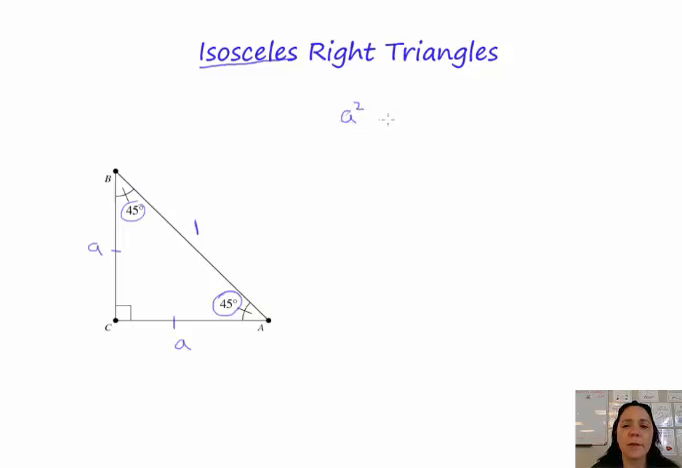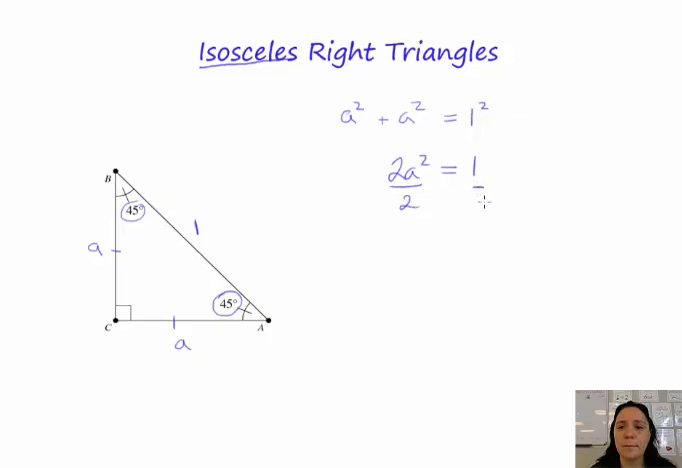So the square of each of the two legs added together is equal to the square of the length of the hypotenuse, which is 1. 1 squared, of course, is 1. And A squared plus A squared is 2A squared. So now I have 2A squared is equal to 1.